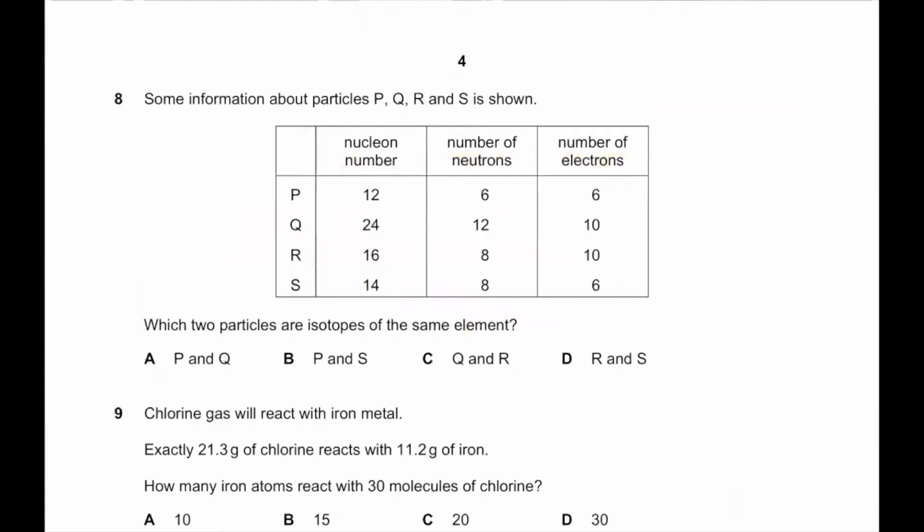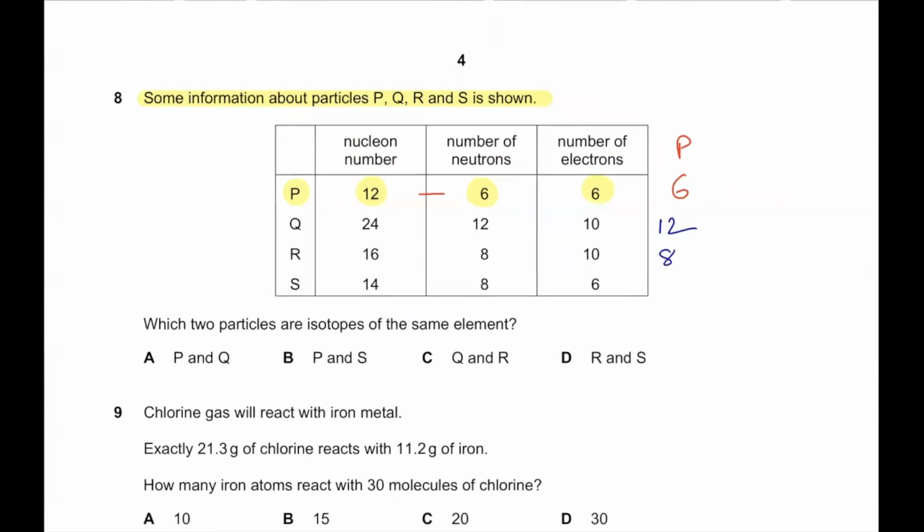Guys, moving to question number 8, some information about particles P, Q, R is shown. If we see the nucleon number is 12, the number of neutrons is 6, number of electrons is 6. So we can determine the number of protons, which is also 6. Nucleon number minus the neutron number gives the proton number. Let's do the same thing for the other ones. 24 minus 12 will be 12. 16 minus 8 will be 8. 14 minus 8 will be 6.